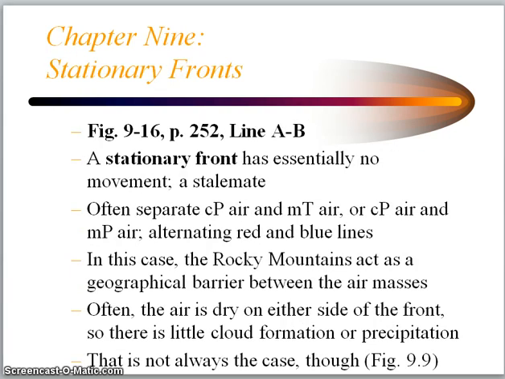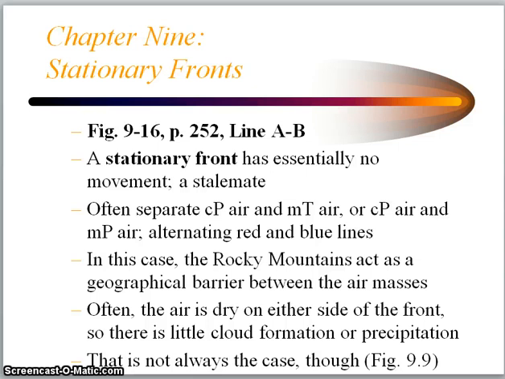Now we'll talk first of all about the kind of front known as a stationary front. A stationary front essentially has no movement. There's a stalemate between the opposing air masses. The cold air is not advancing, taking over the warm air mass. The warm air mass is not advancing and overtaking the cold air mass. Stationary fronts in North America often separate continental polar air and maritime tropical air, or continental polar air and maritime polar air. They are shown in the weather map with the alternating red and blue lines, as you saw in the previous couple of slides.